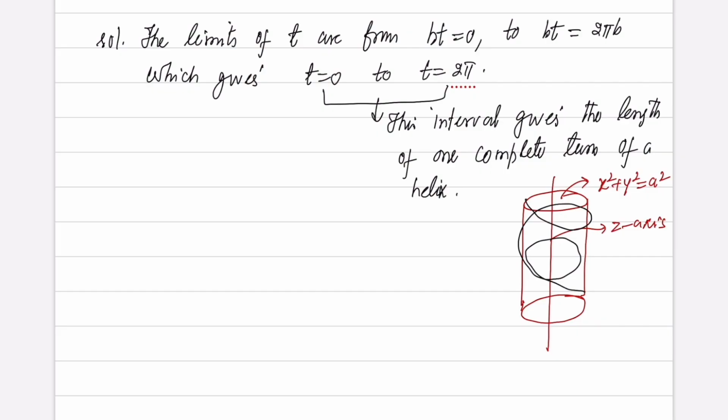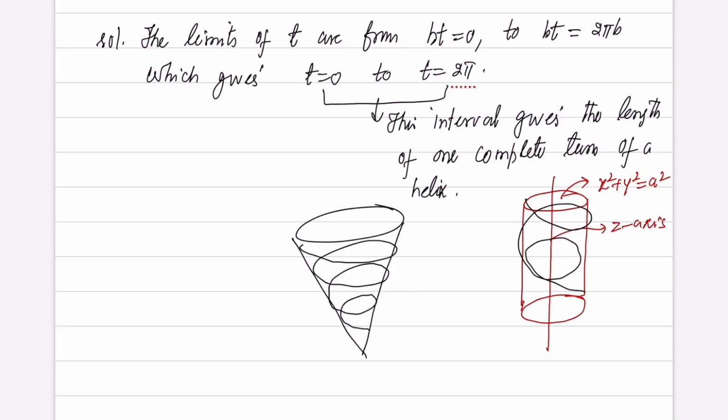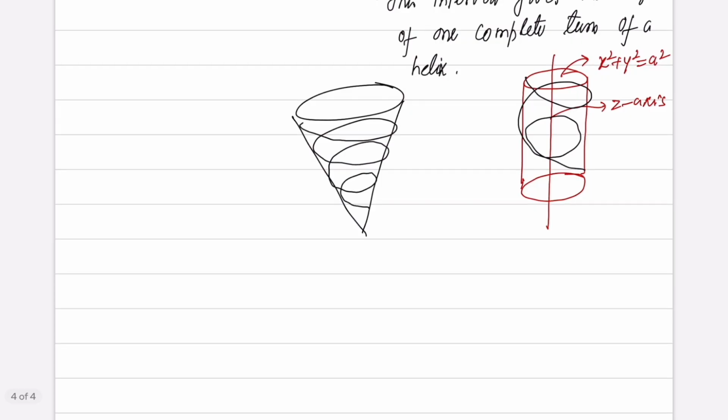Similarly, if we have a spring-shaped figure wrapped around an ellipse, we can call that an elliptic helix. A spring-shaped figure wrapped around a sphere we can call a spherical helix. And if we have a cone like this, then we will have a spring-shaped figure wrapped around this cone, which will be called a helix on a cone. Now we need to find the length of the circular helix from 0 to 2 pi, which is one complete turn of the helix.